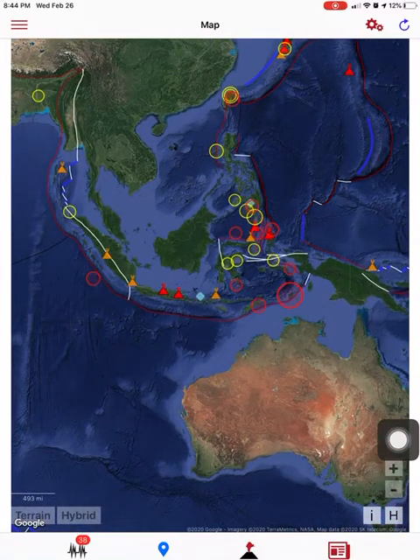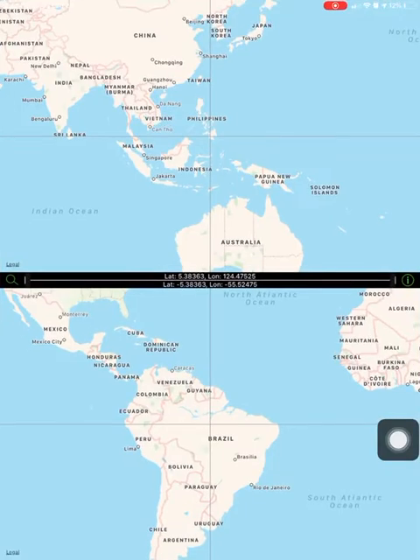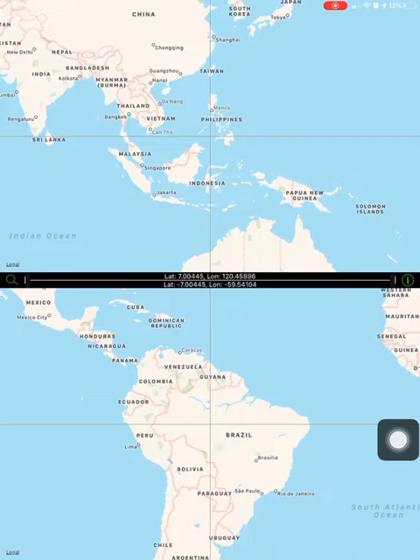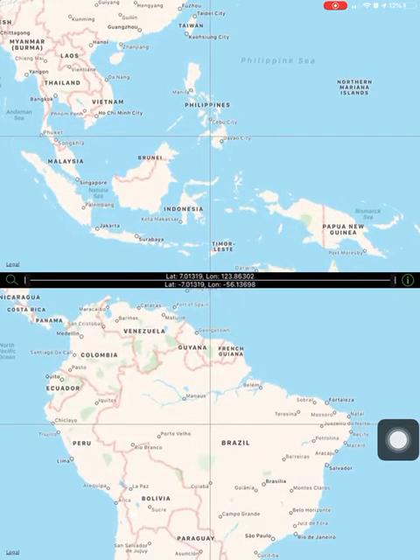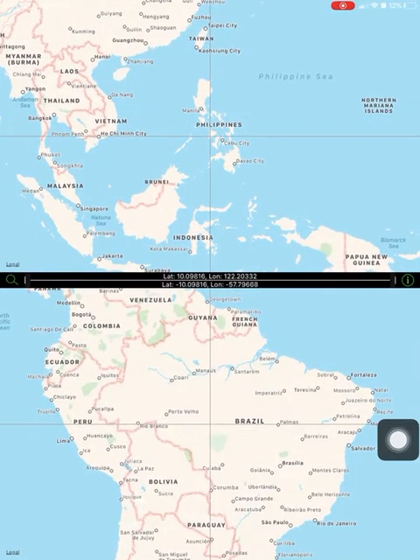Let's go into the third thing now. Let's go into antipode. Okay, this is very important to know. You've got to know where the antipodes are for your area. So if you're in the Philippines, your antipode is going to be South America.